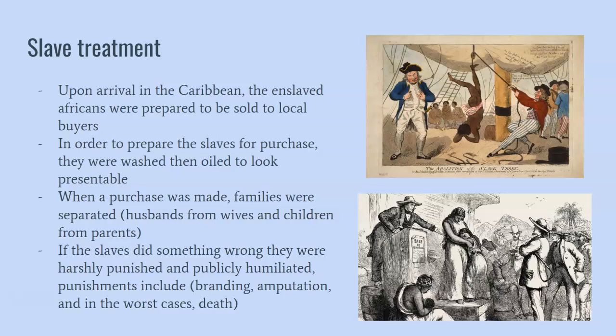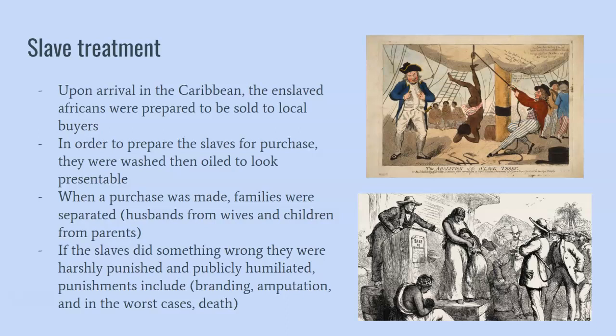And the reason they had to be washed was because, as stated in my previous slide, the slaves were transported via ship. And the ships were not that big, and it was a large group of slaves, meaning they were tightly packed and bunched up together during the voyage, which made them very filthy. When a purchase was made, families were separated, husbands from wives and children from parents. As you can see in the picture to my right at the bottom, it looks like a mother hugging her daughter because they were separated.